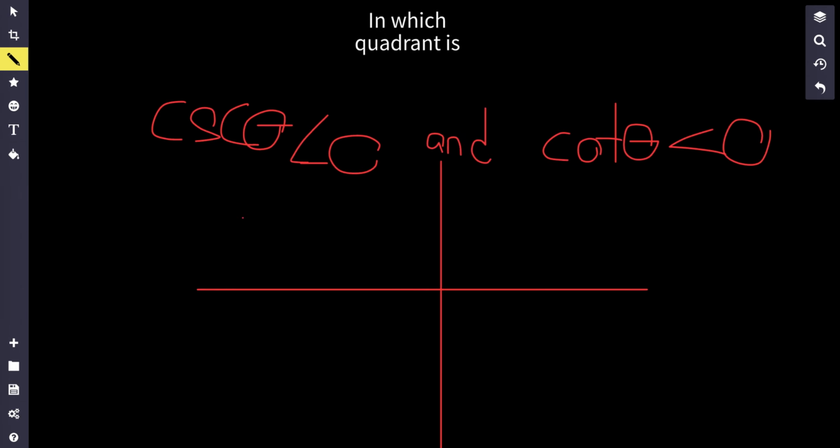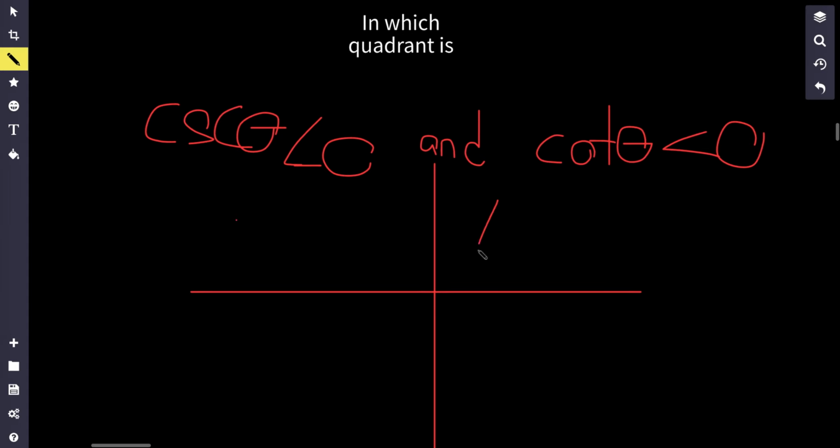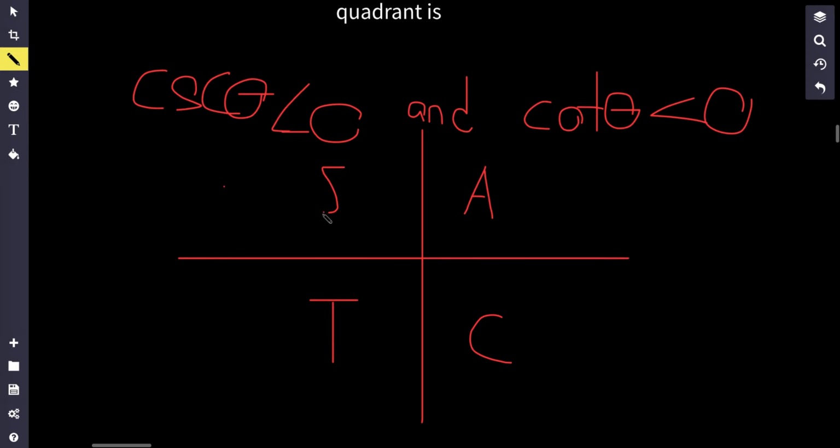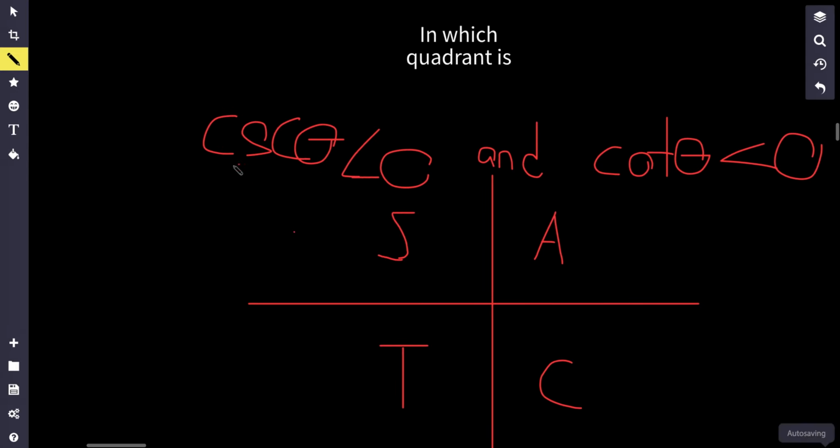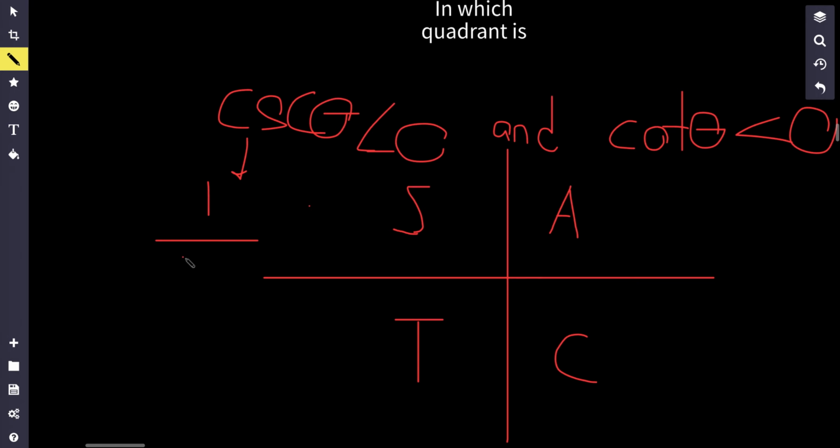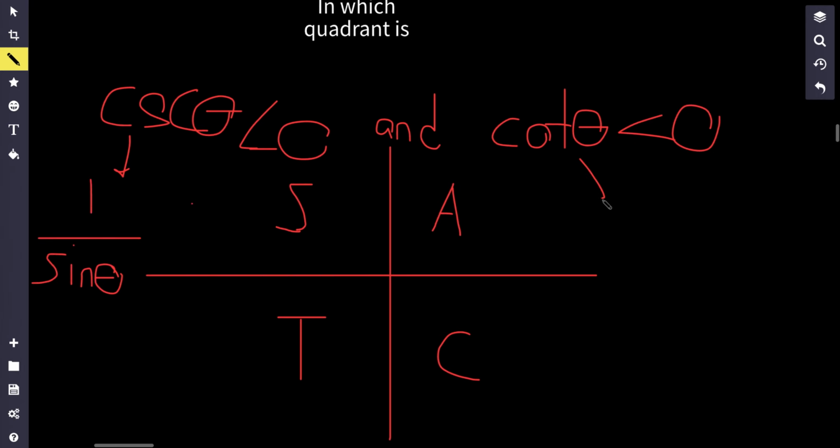So, in which quadrant is cosecant of theta less than 0 and cotangent of theta less than 0? Once again, all students take calculus. So in this case, cosecant, what you gotta know is that cosecant is 1 over sine of theta. And cotangent is just 1 over tangent of theta.